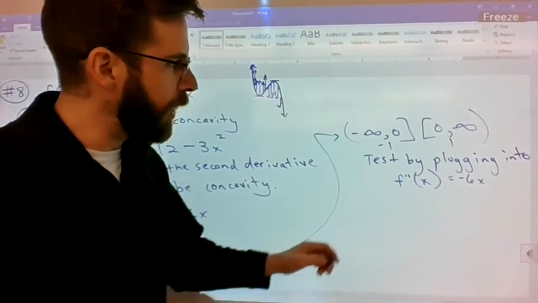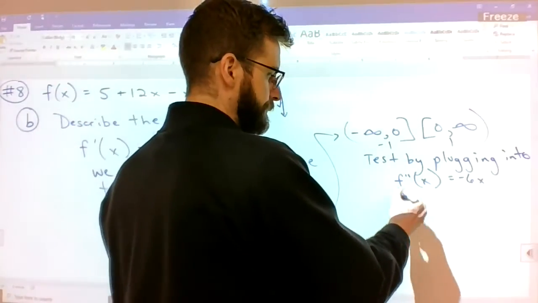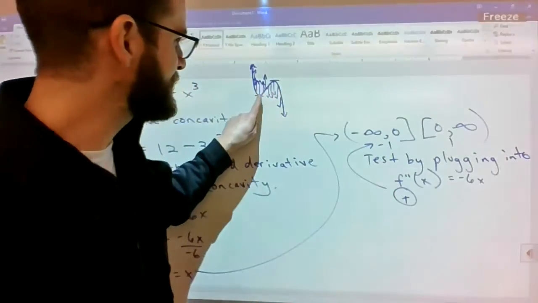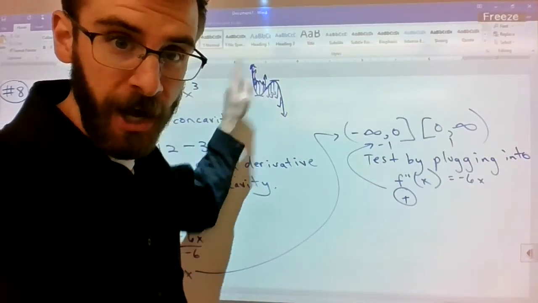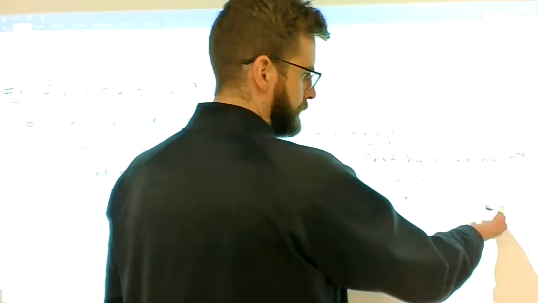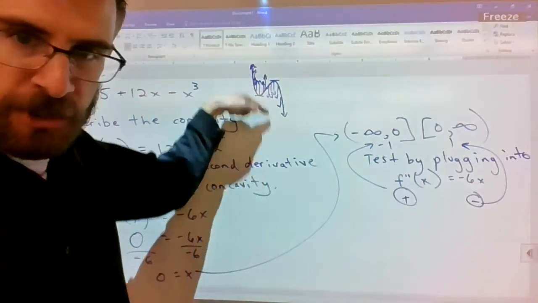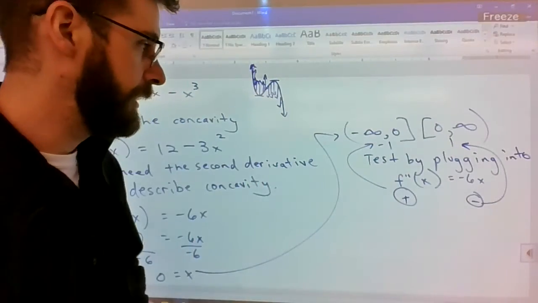So plug negative 1 in here. You get negative 6 times negative 1. That's positive. Oh, yeah. Makes sense. Our drawing, everything's being pushed up as we move along. Plug in 1, negative 6 times 1. That's negative. Makes sense. Everything's being pushed down on our sort of rough sketch.